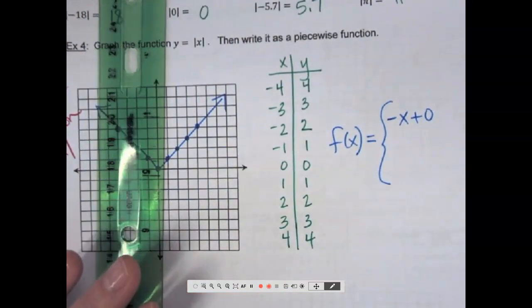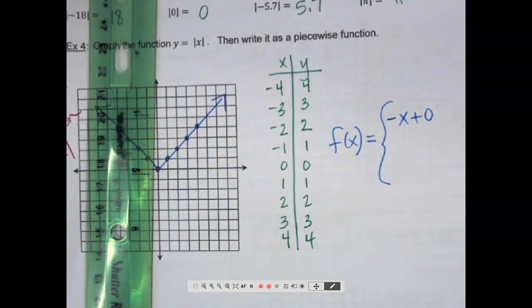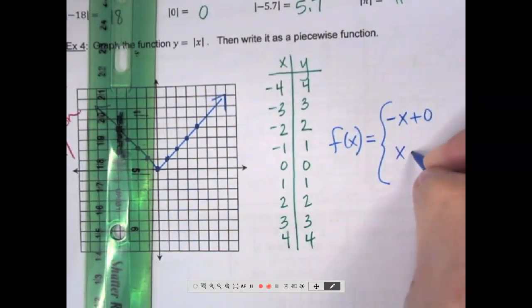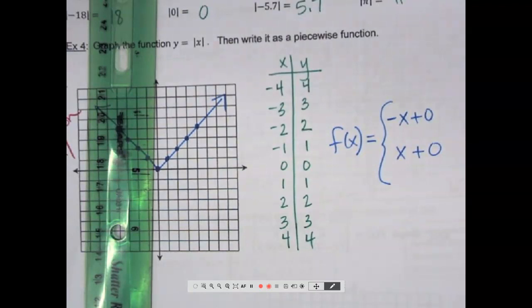Okay, totally ignore the left-hand side. Look at that right-hand side. Imagine that it continued on. What is the y-intercept? What is the slope? Write the equation. What's the slope of this side? 1. So we have 1x. The y-intercept is 0. Okay, so we can write it either just 1x, x, or x plus 0. Any one of those work. So those are my two equations.